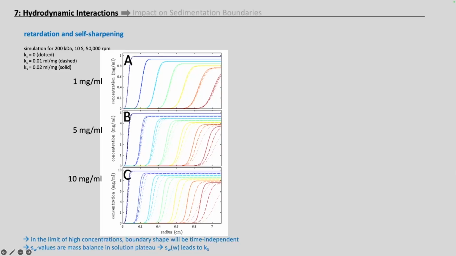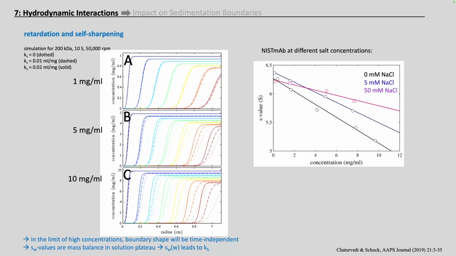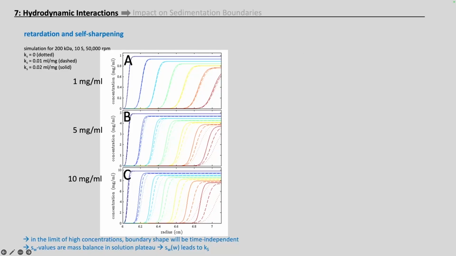However, weight average s values, as we have seen before, depend on the mass transport across a line in the solution plateau and therefore provide a good avenue to measure the non-ideality coefficient. For example, we could plot the s value as a function of concentration and the slope will provide Ks. This might look like this, here showing the measured sw values for the NIST mAb at different concentrations in buffers with different ionic strength. This is an example for how electrostatic repulsive interactions can impact the non-ideality.